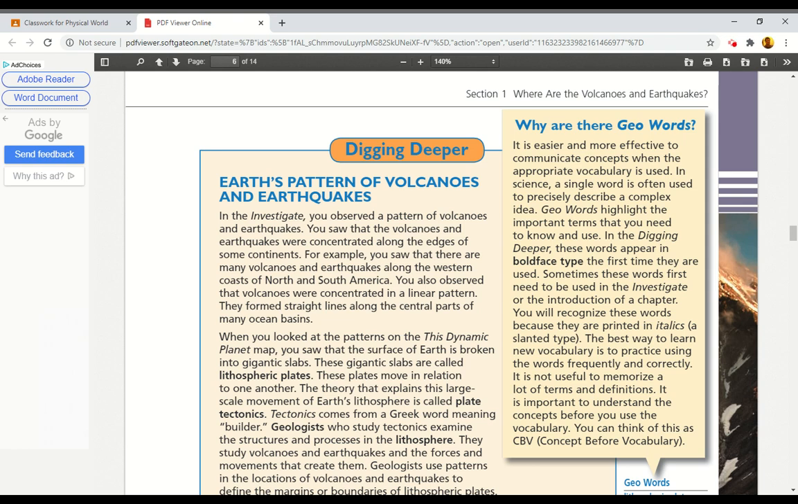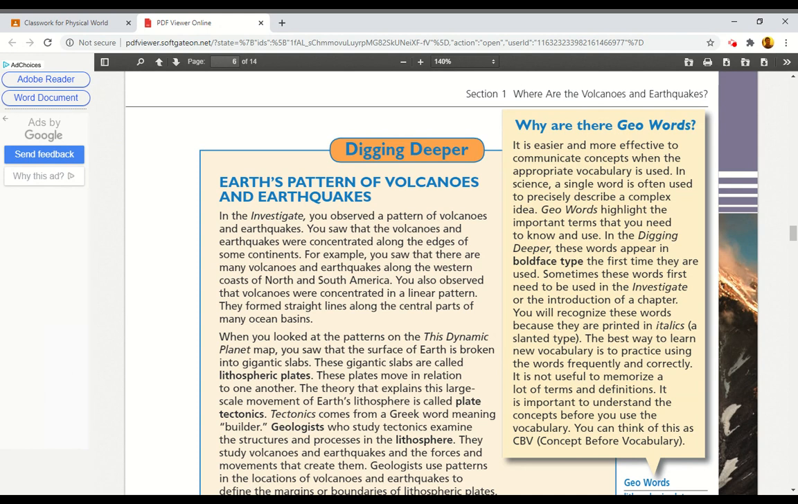Physical World, Chapter 1, Section 1, Digging Deeper, Earth's Pattern of Volcanoes and Earthquakes. In the Investigate, you observed a pattern of volcanoes and earthquakes. You saw that the volcanoes and earthquakes were concentrated along the edges of some continents.